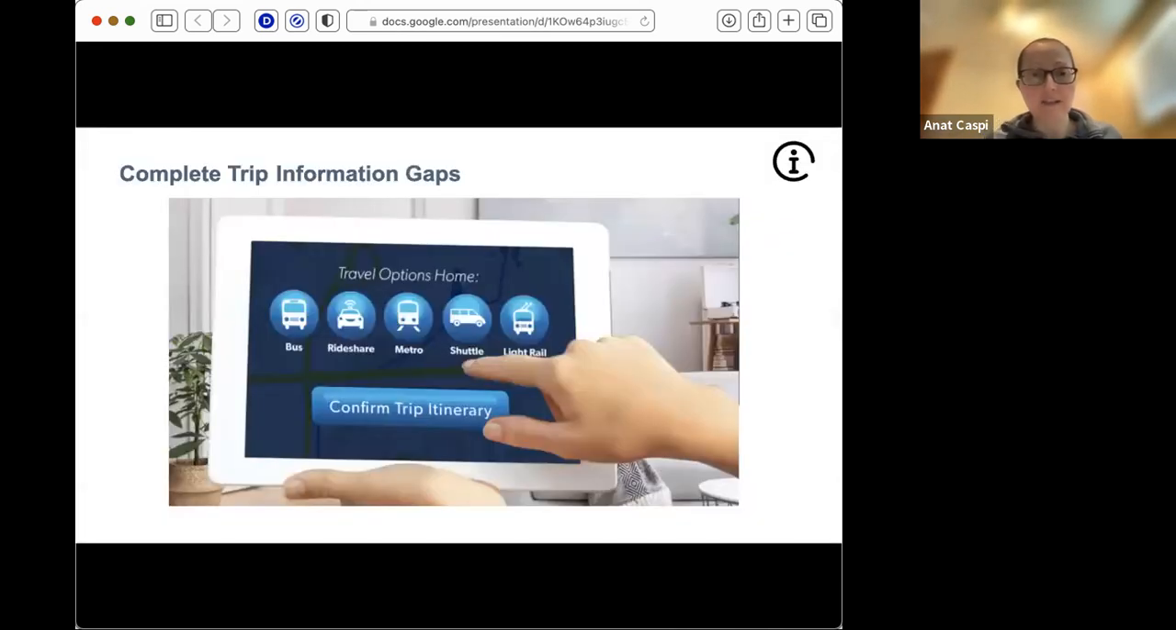And so when you look at a trip itinerary app and you ask yourself, okay, what does it take to provide a trip itinerary with all these modes that are shown on this iPad screen, like bus and rideshare, metro, shuttle, light rail? Clearly, there are feeds that are being consumed here.